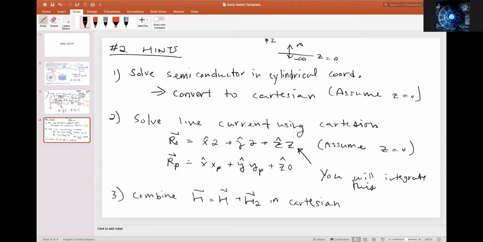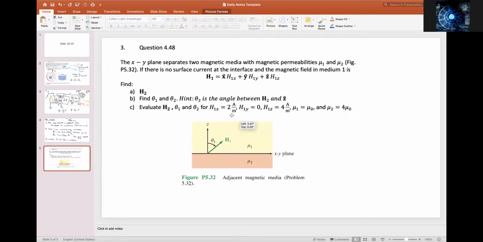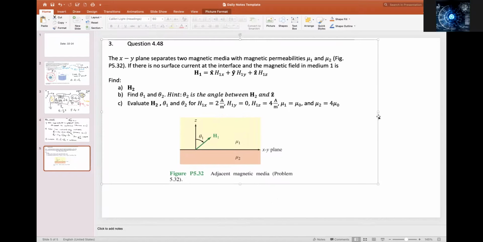All right, so now let's go on and look at some boundary conditions real quick before the end. The boundary conditions for magnetostatics are different than electrostatics, but the way that you solve them ends up being somewhat similar. Okay, so you have an XY plane that separates two magnetic media with magnetic permeabilities, mu1 and mu2.